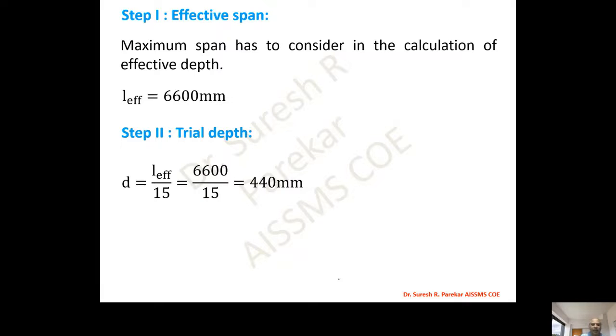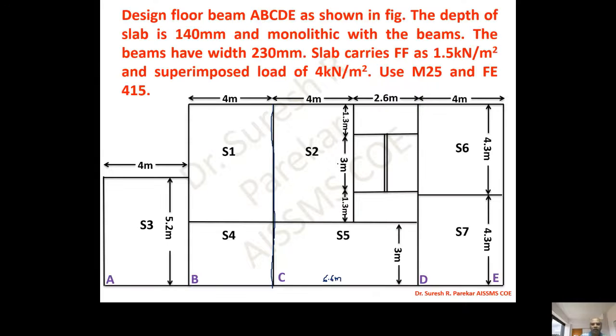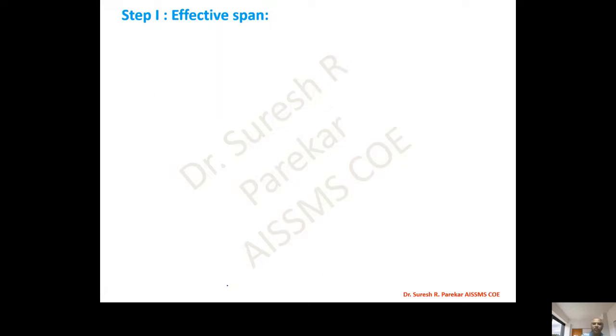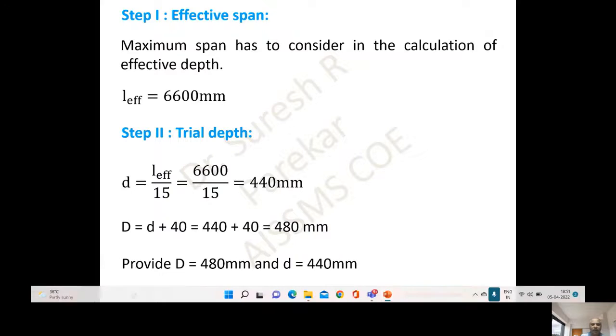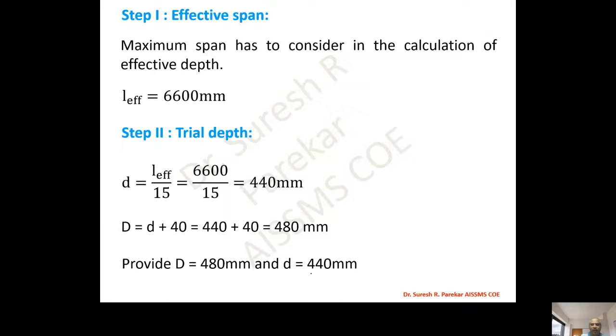Trial depth we have taken as L effective by 15. Now why have we taken L effective by 15? If you see the diagram, we have load on one side and load on this side, but we do not have load on this side. So the depth required will be less than the depth required when we have load on both sides, and therefore it was taken as 15, and we will have 440. So 440 plus 40, 480. We will provide overall depth 480 millimeter and small d as 440 millimeters.